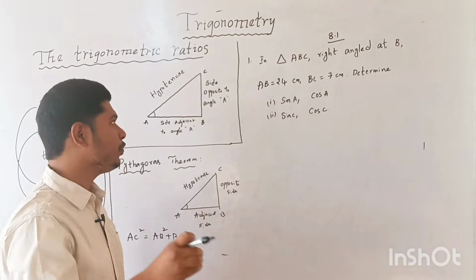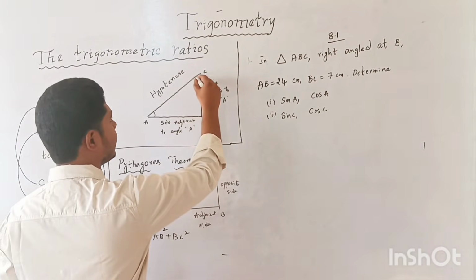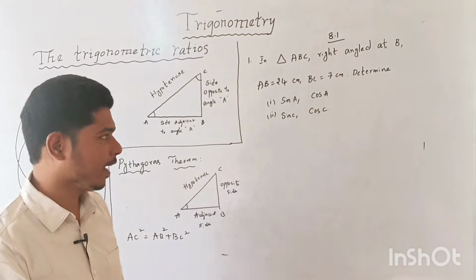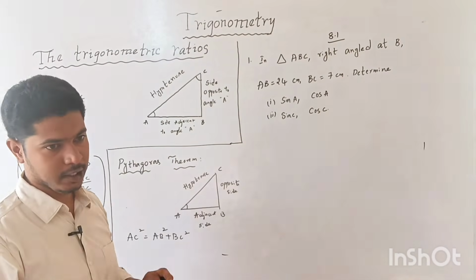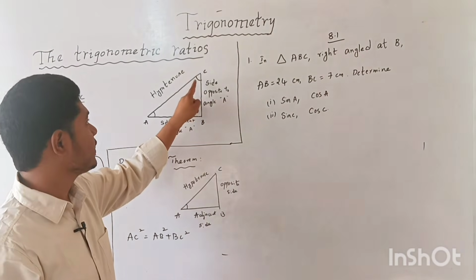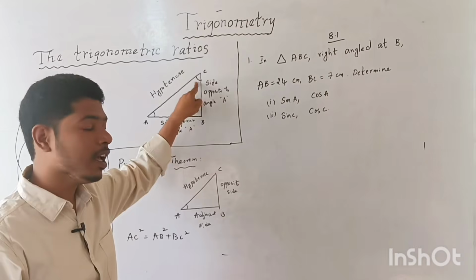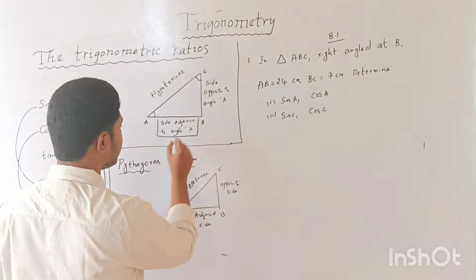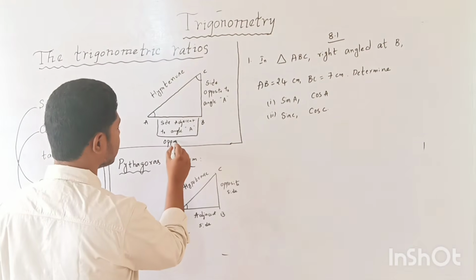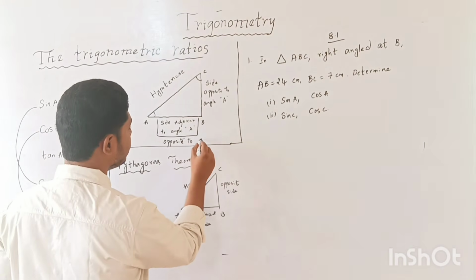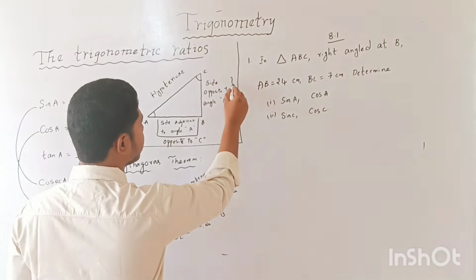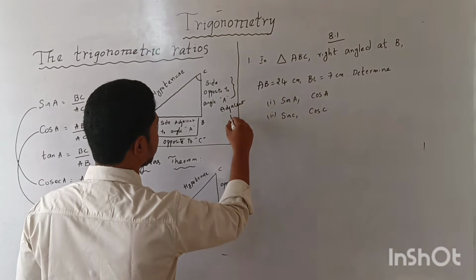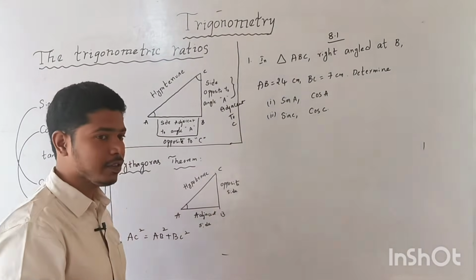The second thing is, if you take the angle at C, then what is the formula of sin? Sin is opposite by hypotenuse. We are taking sin C. What is the formula of sin? Now, this side is opposite to C, and this becomes adjacent to C.